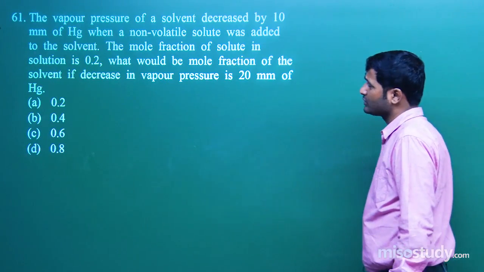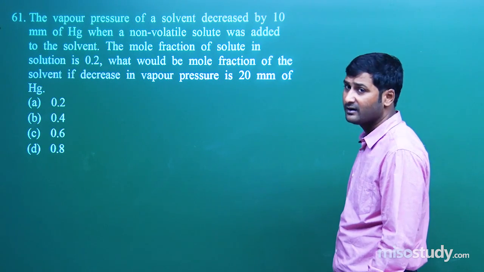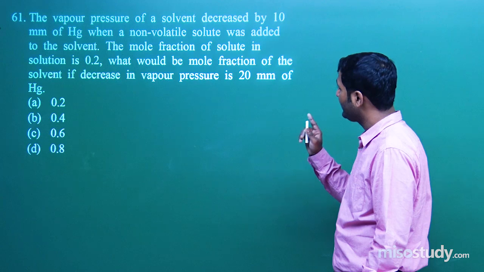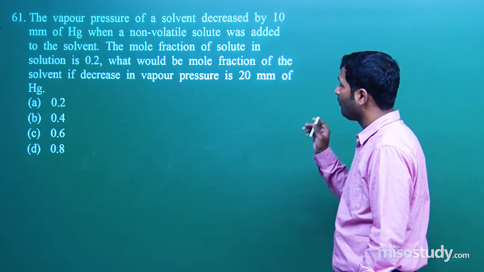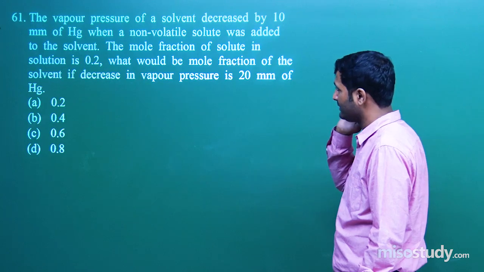Now the next question is question number 61. Read the question carefully. What is given here? The vapor pressure of a solvent decreased by 10 mm of Hg when a non-volatile solute was added to the solvent.